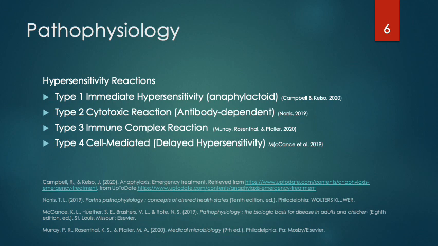There are 4 types of hypersensitivity reactions. Type 1 is our most commonly presented pre-hospital anaphylaxis. Type 2 is a cytotoxic reaction or antibody-dependent. Type 3 is an immune complex reaction. And then type 4 is a cell-mediated or delayed hypersensitivity reaction.